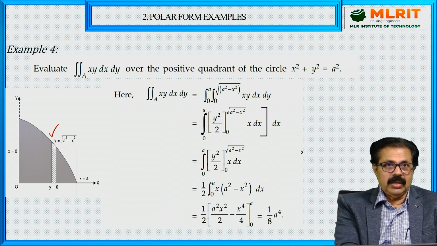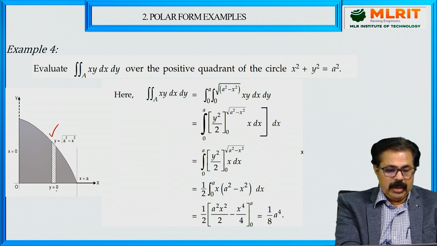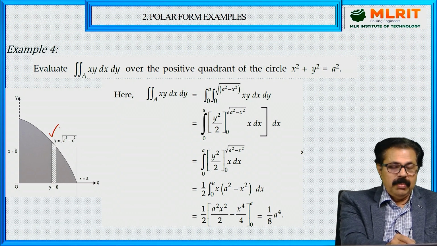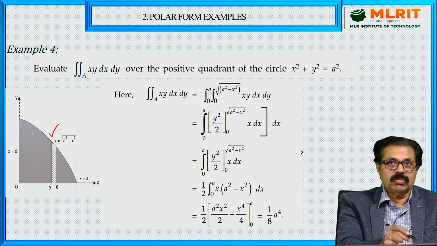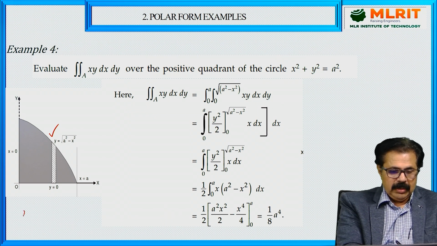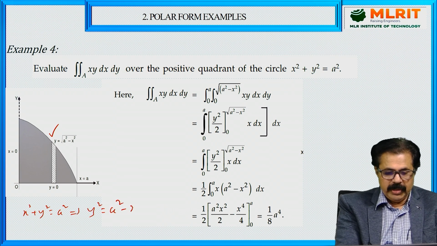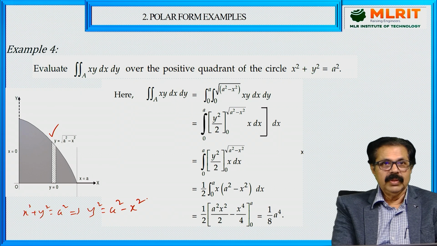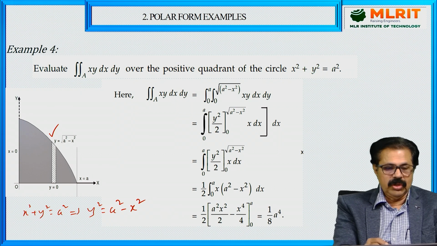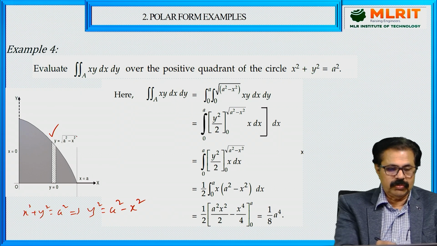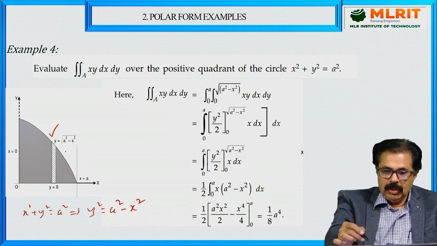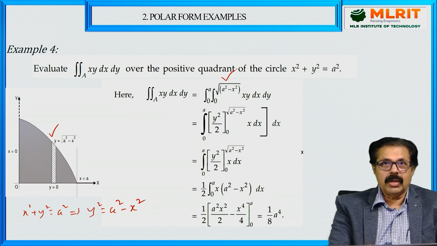Remember from part 1, you can take either a vertical strip or a horizontal strip. If you take a vertical strip, the lower limit will be y equal to 0, upper limit is y equal to square root of a square minus x square. x square plus y square equal to a square, so y square equal to a square minus x square. Now take the square root on both sides, y is equal to under root a square minus x square.